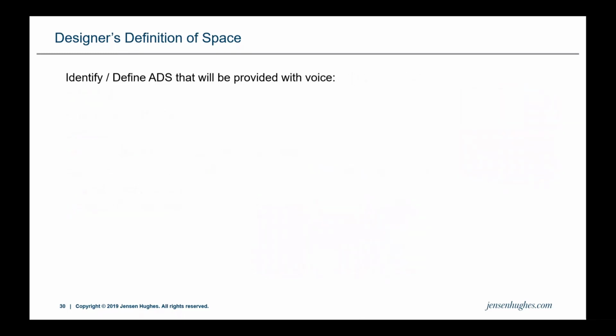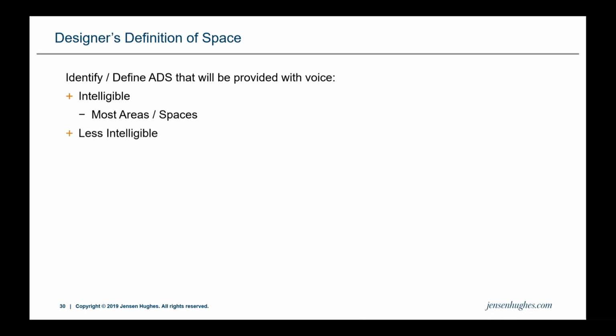Next, we want to focus on all of the other areas of the building that will be provided with voice communication, with the idea of having most areas require intelligibility. And that's the goal after all. We want to be able to communicate to people and we want them to understand the message that's being played.